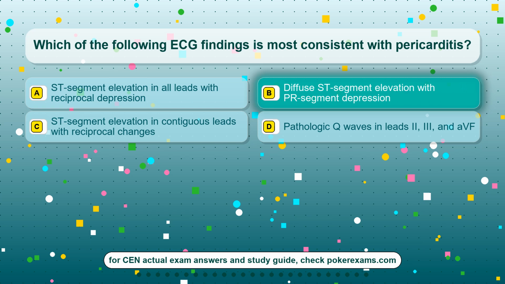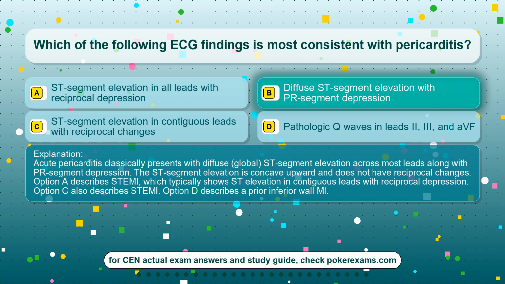The correct answer is option B, diffuse ST-segment elevation with PR-segment depression. Acute pericarditis classically presents with diffuse, global ST-segment elevation across most leads along with PR-segment depression. The ST-segment elevation is concave upward and does not have reciprocal changes. Option A describes STEMI, which typically shows ST elevation in contiguous leads with reciprocal depression. Option C also describes STEMI. Option D describes a prior inferior wall MI.